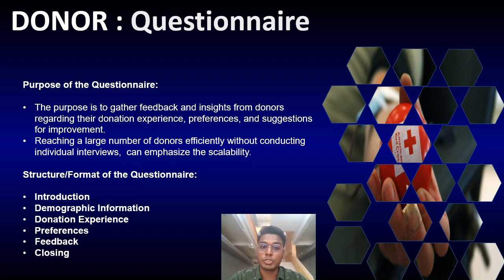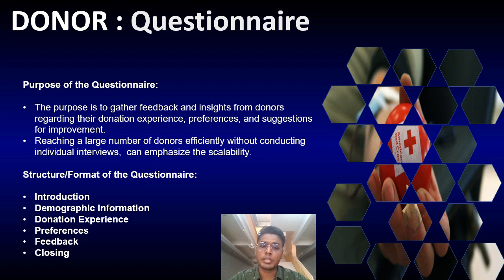So why did we choose a questionnaire as the elicitation technique for donors? As we know, donors are a large number of people in the community. If we were doing interviews, it would not be practical to find them one-to-one and interview each of them. With a questionnaire, we just have to make a form and spread it to the community, so it's easy for us to reach a large number of people.